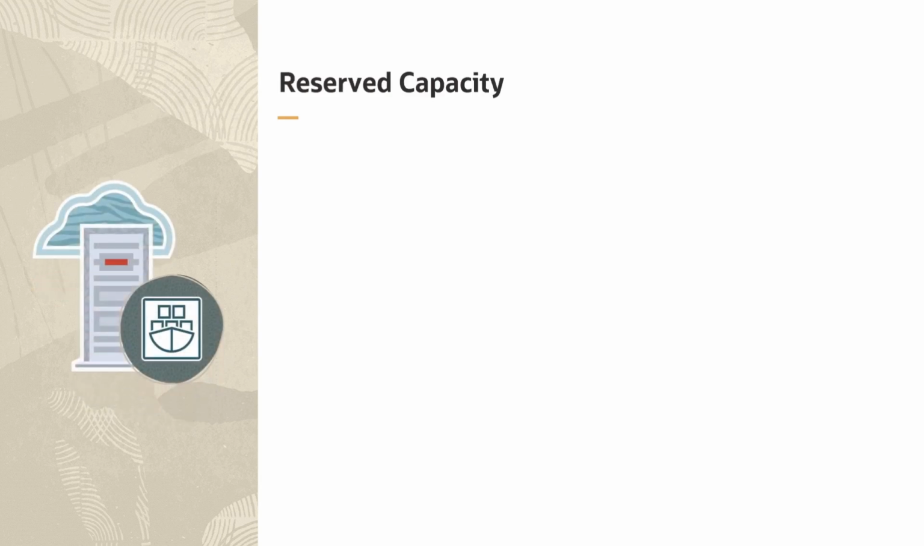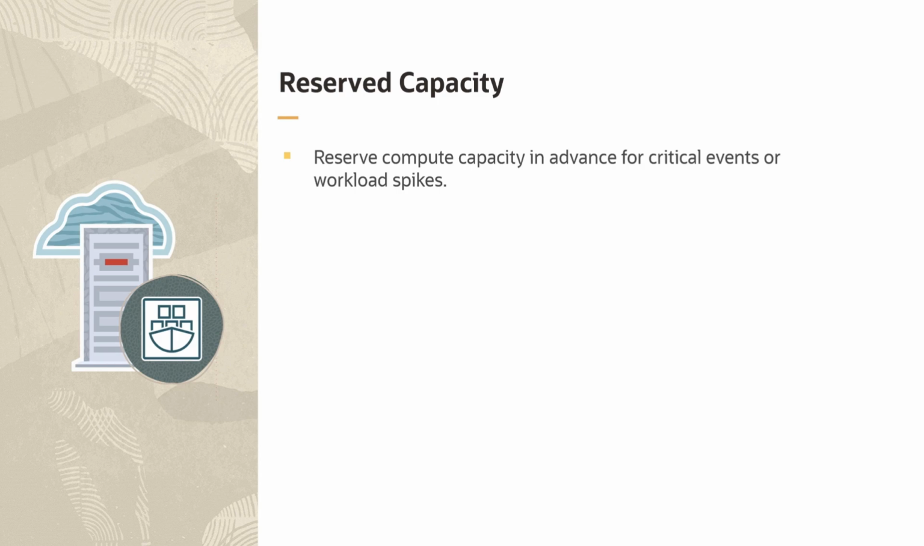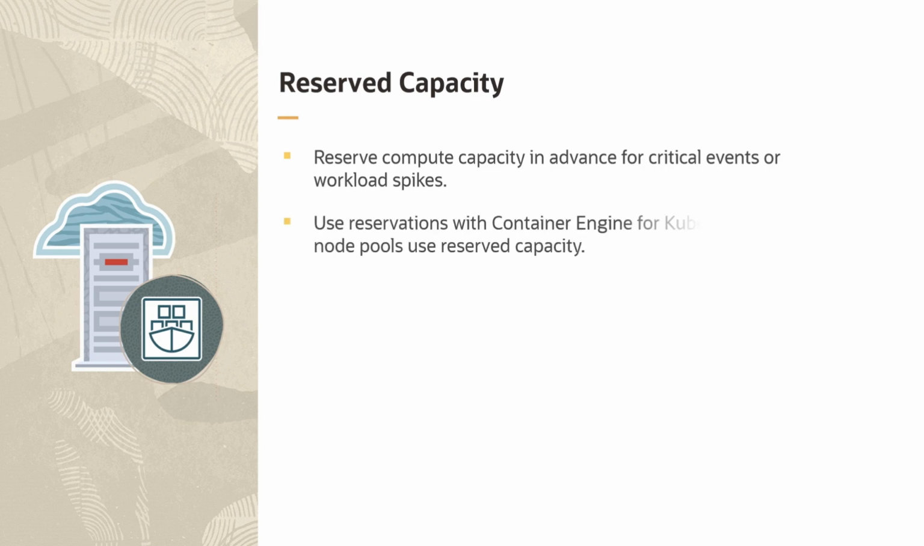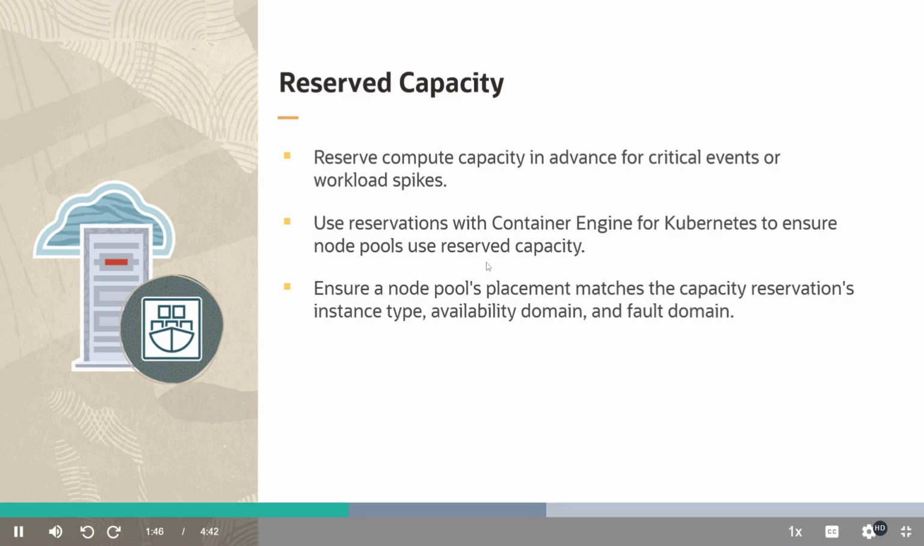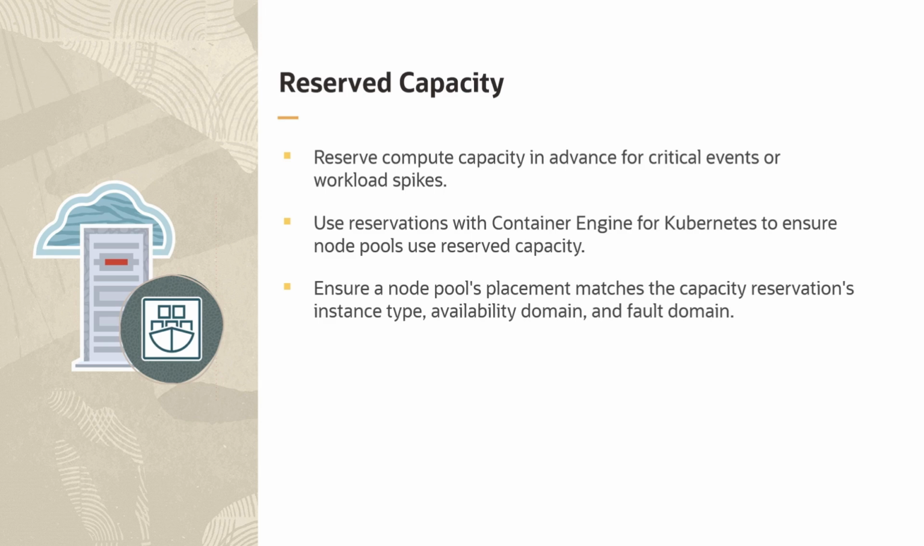Let's delve into reserved capacity. It's your strategic move to reserve compute capacity in advance, especially for critical events or those sudden workload spikes. When it comes to Container Engine for Kubernetes, using reservations ensures that your node pools tap into the reserved capacity. Here's a key tip. Make sure the placement of your node pool aligns with the specifics of the capacity reservation. That includes the instance type, availability domain, and fault domain.